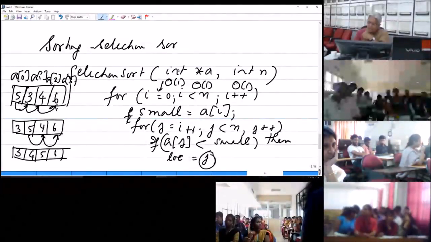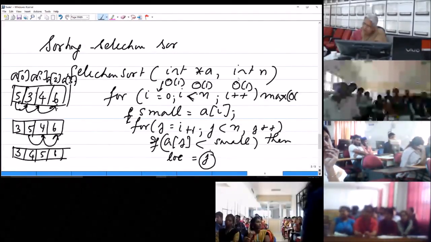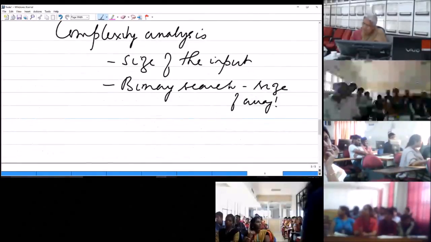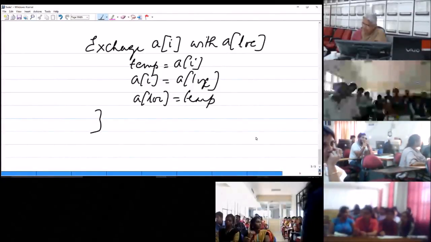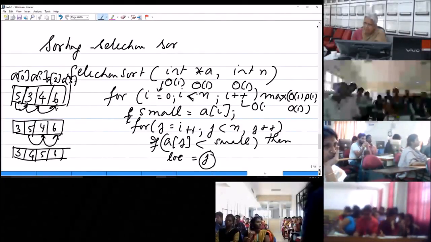Then, when I'm looking at time complexity levels, order 1, order 1, order 1, what we are saying is this is like a sequence of three programs. I'm assigning the value of I, I'm comparing the value of I, and I'm incrementing the value. Therefore, this statement is going to take max of order 1, order 1, order 1. All of them are order 1. Therefore, this takes order 1 time.